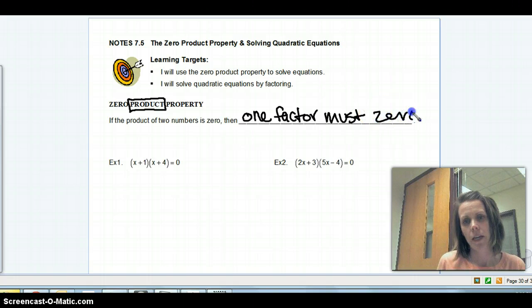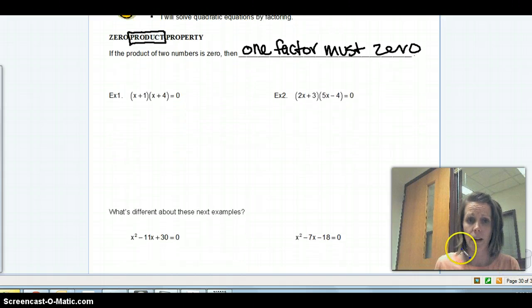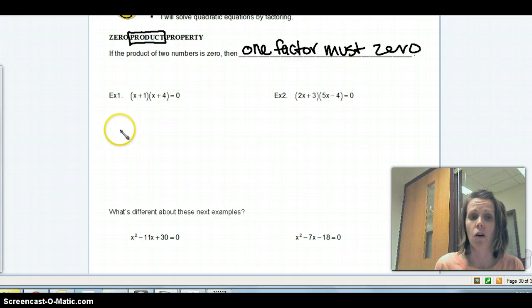Now the reason we're talking about this is because when you're dealing with quadratic equations today, you're going to see that all of the equations are set equal to zero. And when you see that, there's a special process that you use to solve this type of equation. We've seen these type of equations before, so this is a little bit of a review.